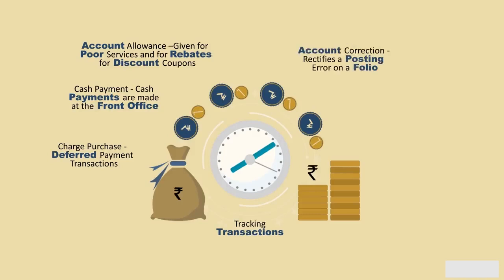Account correction. An account correction transaction rectifies a posting error on a folio. It is made on the same day the error is made, before the close of business. Cash advance. Cash advance is a transaction that reflects cash flow out of the hotel. It is a debit transaction as it increases the outstanding balance of an account.